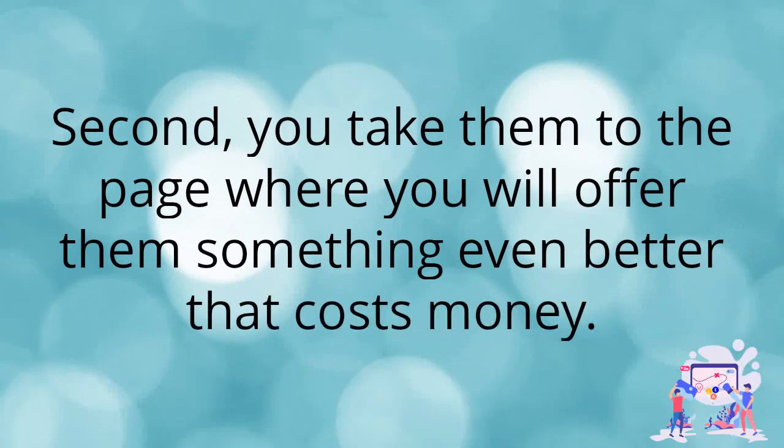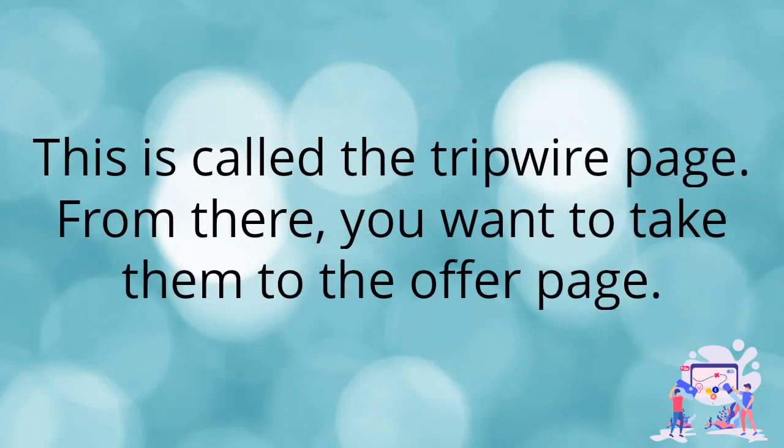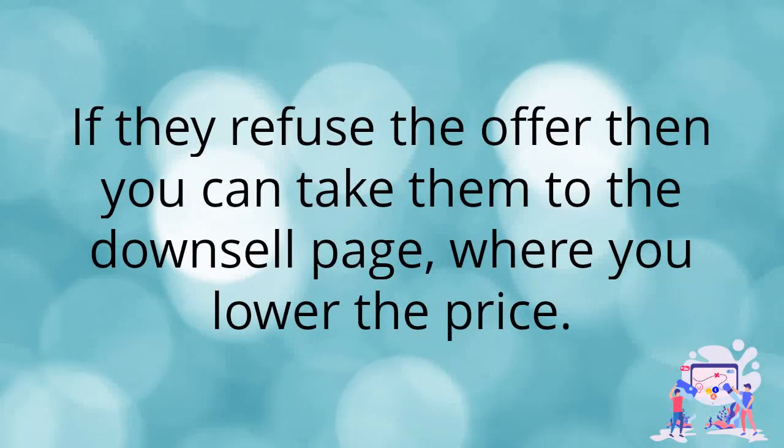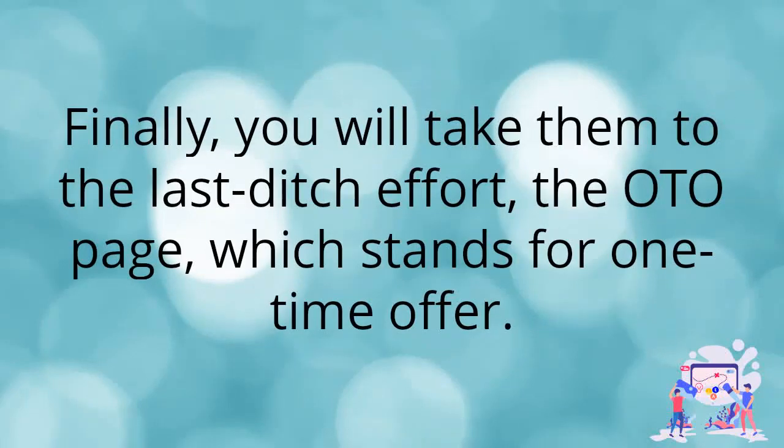Second, you take them to the page where you will offer them something even better that costs money. This is called the Tripwire page. From there, you want to take them to the offer page. If they refuse the offer, then you can take them to the downsell page, where you lower the price. Finally, you will take them to the last-ditch effort, the OTO page, which stands for one-time offer.